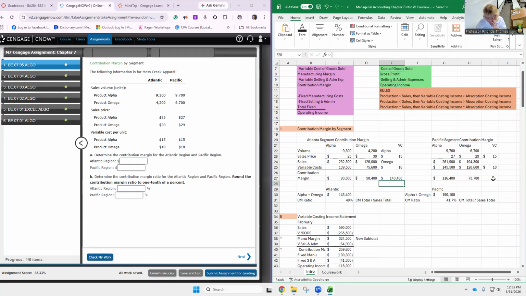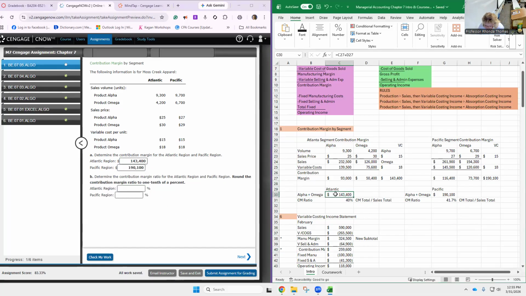So you could add both of those up if you want. There it is. Just add across. And that's telling you how much contribution margin is being put out for each segment. 143,400 and 190,100.